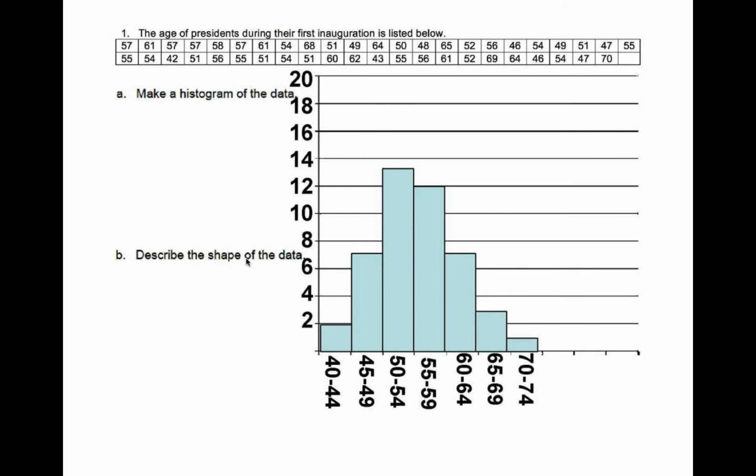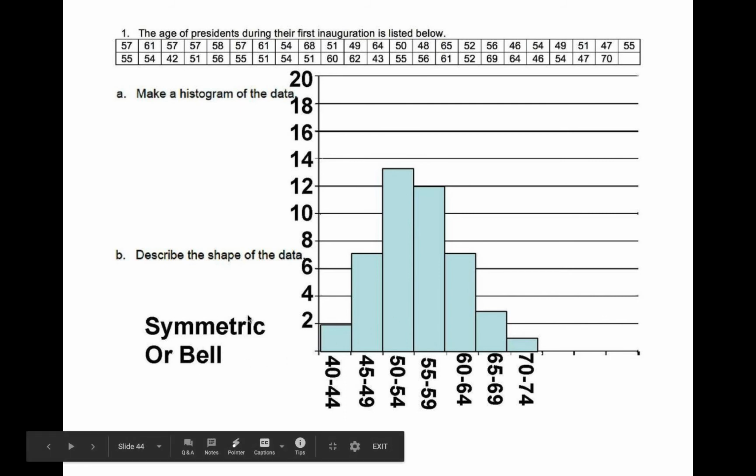So how would you describe the shape of this data? Is this skewed or symmetric? Well, in this case, most of the data is at the center, so this would be considered symmetric. It's not perfect, but it's a pretty symmetric graph. And I would not call this uniform because not everything is the same height. Instead, I would call this a bell shape to be more specific. So it's symmetric, but it's also a bell-shaped graph.